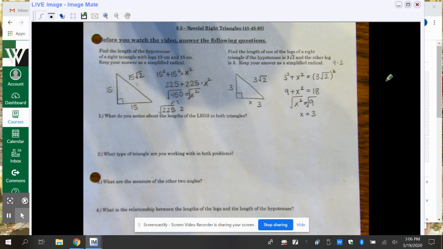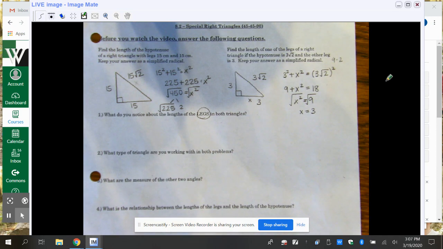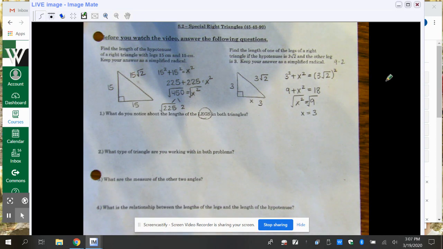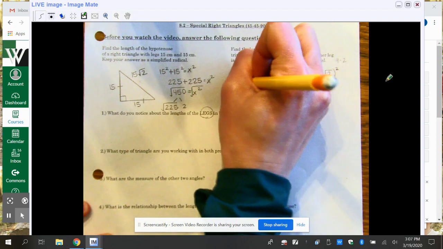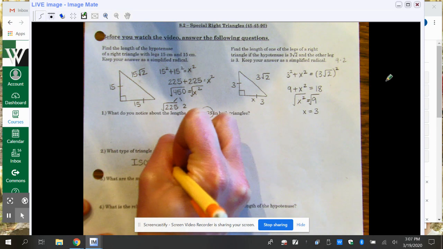So now I just want you to look at both triangles and see, what do you notice and what do you wonder about it? Hopefully you notice that the lengths of the legs, which are the two non-hypotenuse sides, are both the same. They're both 15 here and they're both 3 here. So now let's think back to geometry. What does that mean about the types of triangles? Well, if we've got two congruent sides, that means both triangles are isosceles triangles.